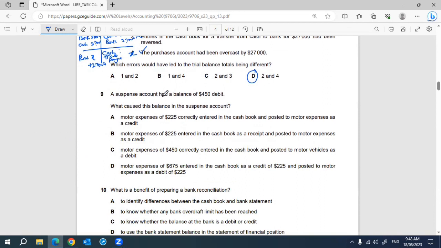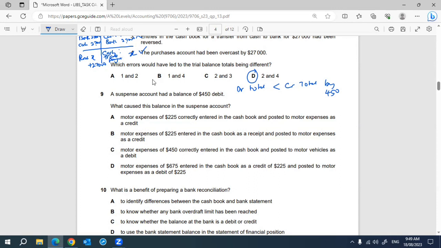A suspense account had a balance of $450. So what caused this balance in the suspense account? Now, the suspense account having a debit of $450 means that the debit total in the trial balance was lesser than the credit total by $450. So we should be looking for answers which describes this. So let's look at option A.